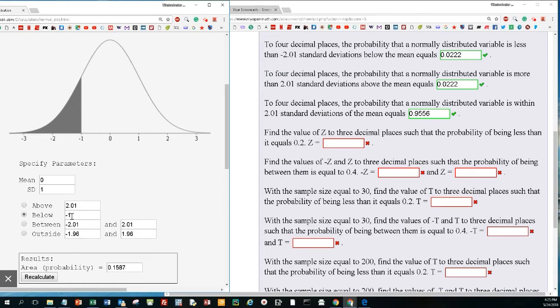So let's just add 0.5 to that value. We'll make it negative 0.5 and see what happens. So if the z value is negative 0.5, the probability is 0.3085. We went too far, haven't we? So this area is too big. So let's try negative 0.75, see what happens. So at negative 0.75, this area is 0.2266, still bigger than 0.2. So let's try negative 0.85.